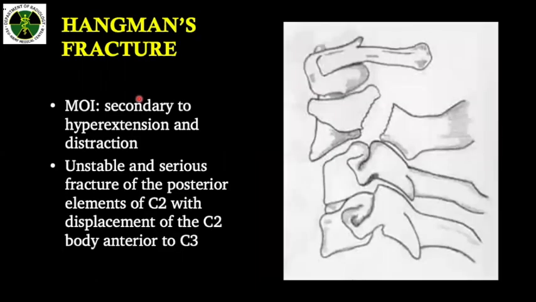Hangman's fracture is secondary to hyperextension and distraction. This is an unstable and serious fracture of the posterior elements of C2 with displacement of the C2 vertebral body anterior to C3 as illustrated here. So again, there is a fracture of the bony element with displacement of C2 anterior to C3.